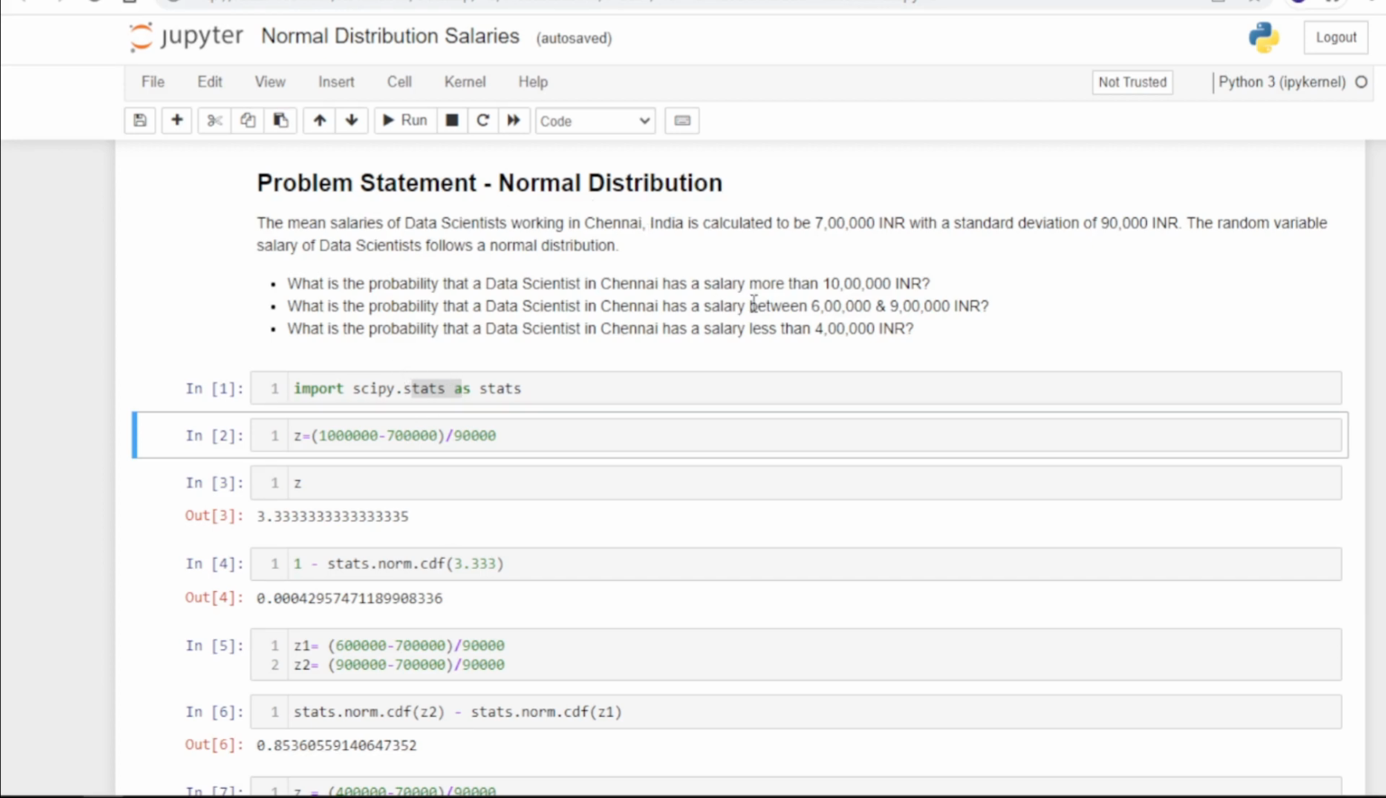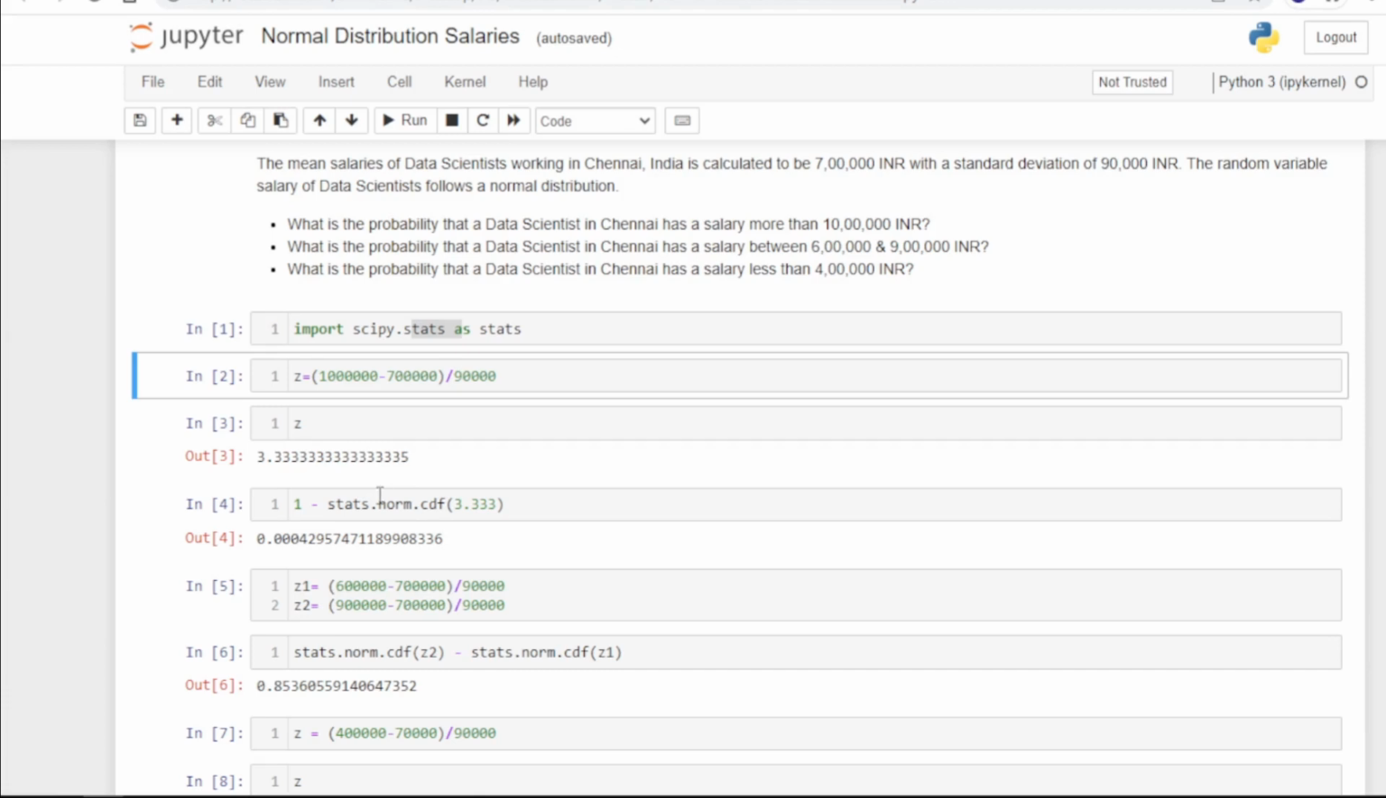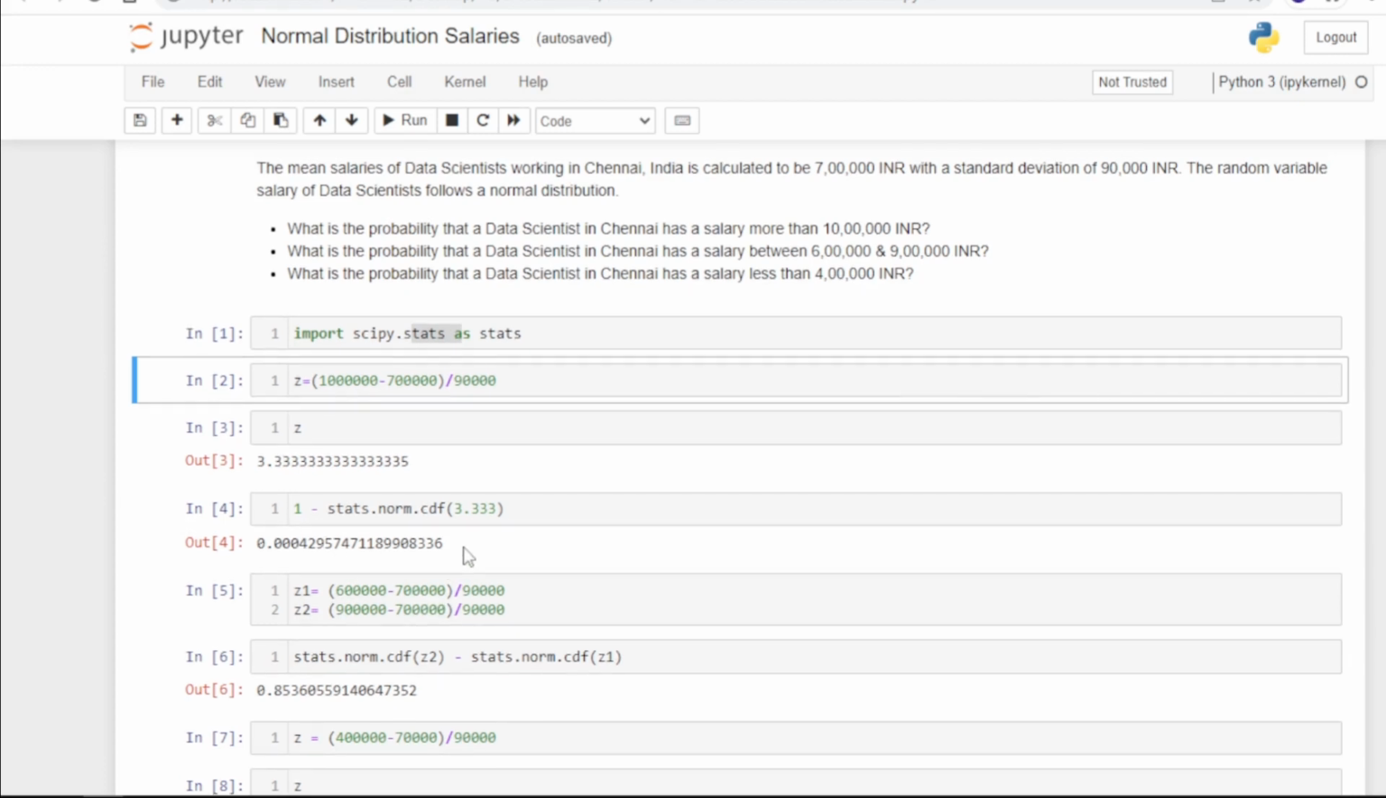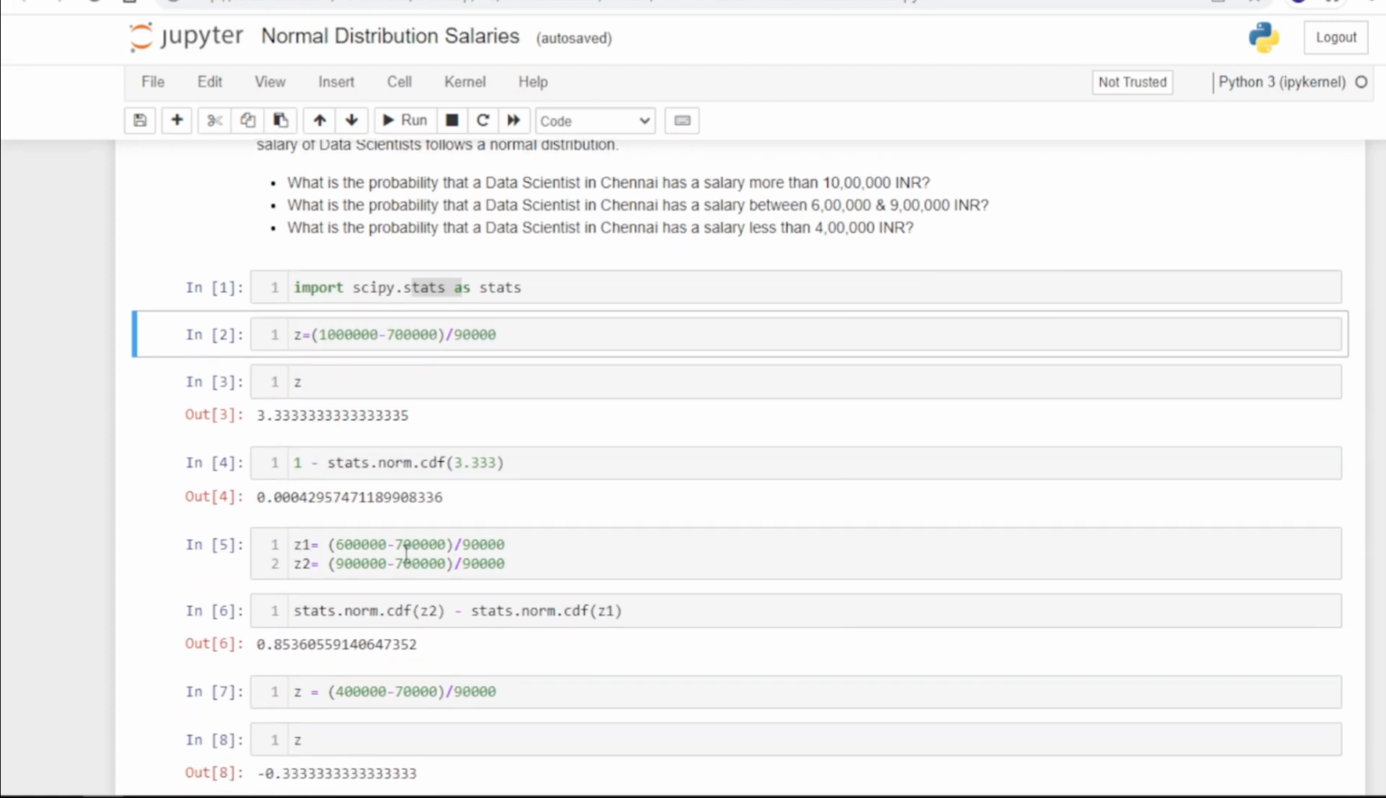Then to get the salary more than 10 lakh, we will subtract 1 minus that CDF function, that is nothing but the cumulative distribution function, on the 3.3. All right, so this way we will get the probability or the chances that a data scientist in Chennai has more than 10 lakh per annum salary.